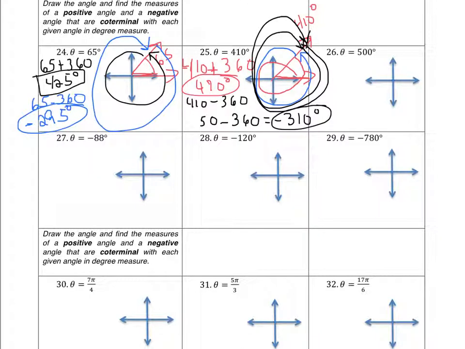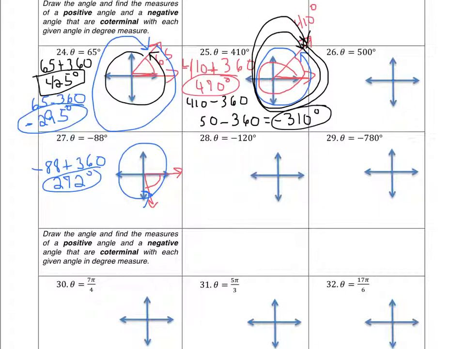Let's look at 27. We're going to start off this time with a negative angle. So we start still at this initial side, and we go negative 88, so that's not quite 90. So we're still over here. And if I want to get a positive angle, I can take negative 88 and add to it 360. So I take negative 88 plus 360, I get 272 degrees.